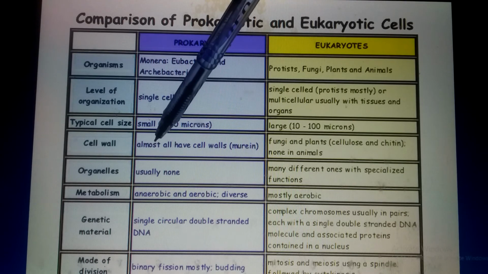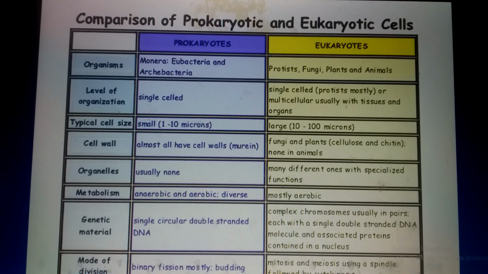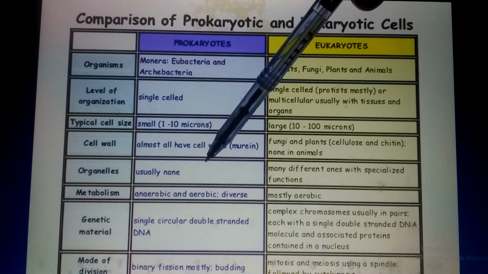Okay, now the organelles. Usually none, just ribosomes which are small in size, 70S ribosomes are present. But in the eukaryotic cell, all the organelles, endoplasmic reticulum, Golgi bodies, lysosomes, and many more, are present in the eukaryotic cell but absent in the prokaryotic cell.